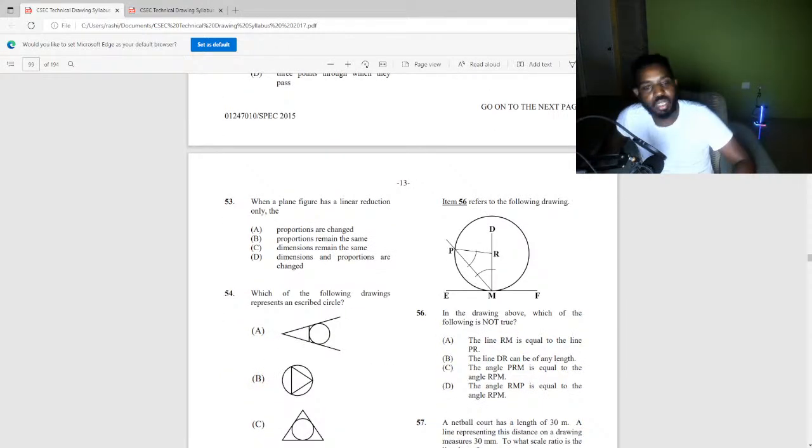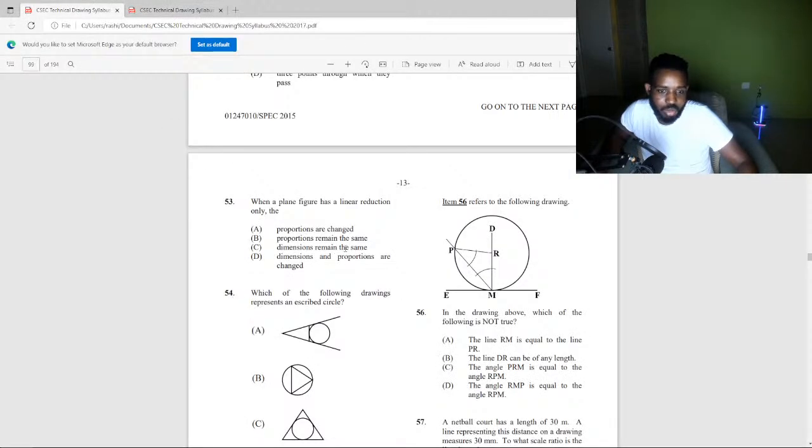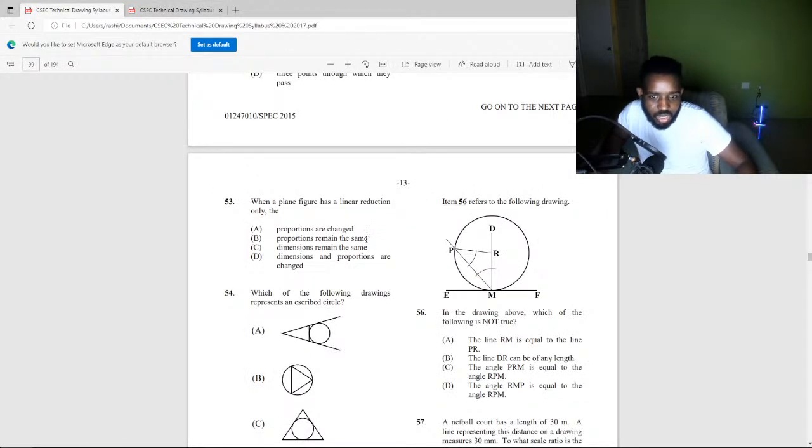Number 53. When a plane figure has a linear reduction, only the proportions are changed. Nothing else. Dimensions and proportions change. Number 53 says B. No, 53 says proportions remain the same. Dimensions change. Proportions remain the same.